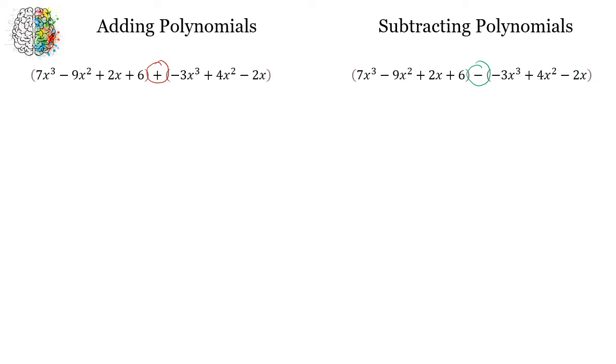So with this first one, I'm going to start by writing down my equation. Then we're doing addition, so I'm going to put my plus sign. Now I'm going to write down my second equation, lining them up with the same terms, so that the like variables are lined up with each other.